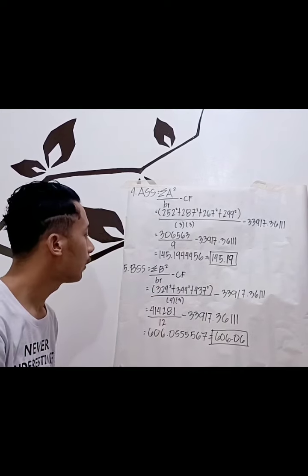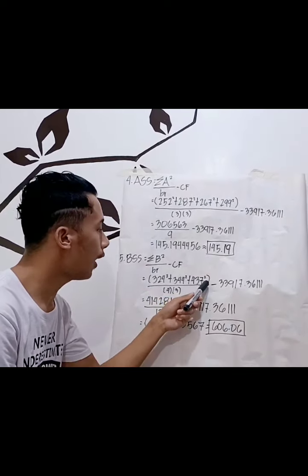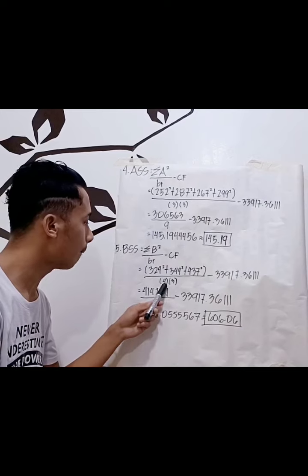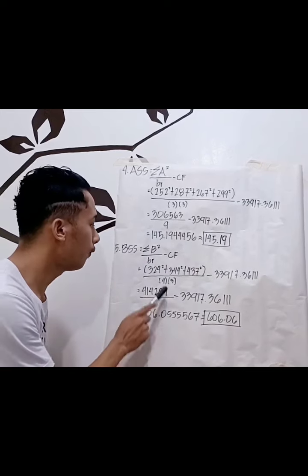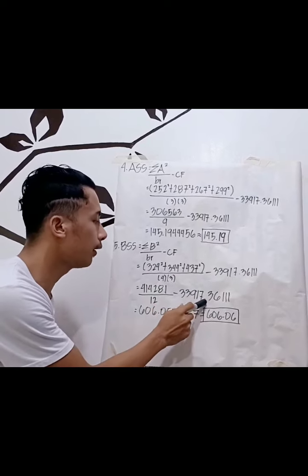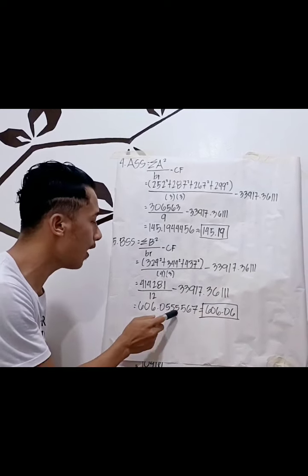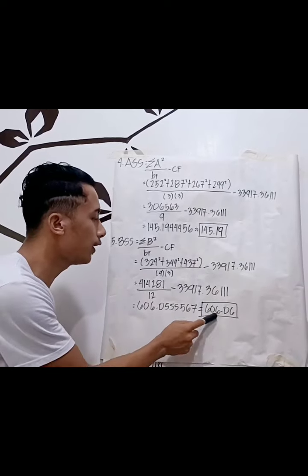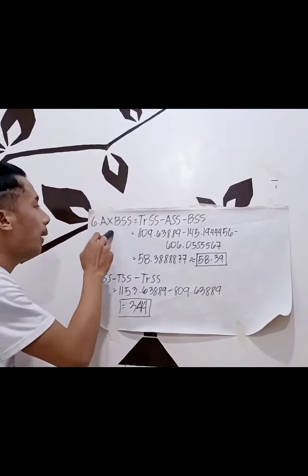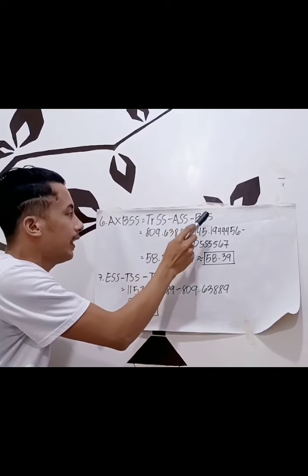So let us proceed to our B5, which is BSS equals summation of B squared divided by BR minus CF is equals 324 squared plus 344 squared plus 437 squared close is equals 414281 divided by 12. So, 4 times 3 equals 12. So, ato na po yung minus sa CF. So, 33917.36111 is equals of 606.055557, or it shows 606.06.